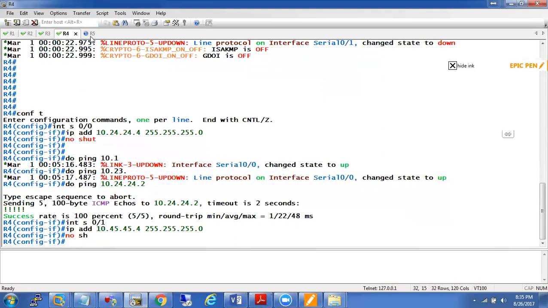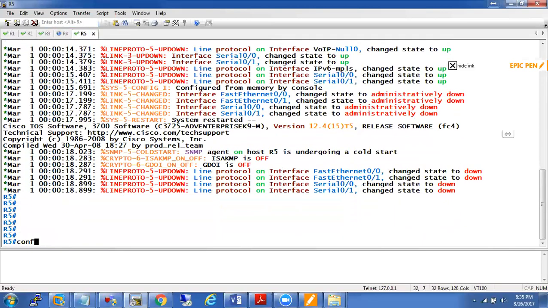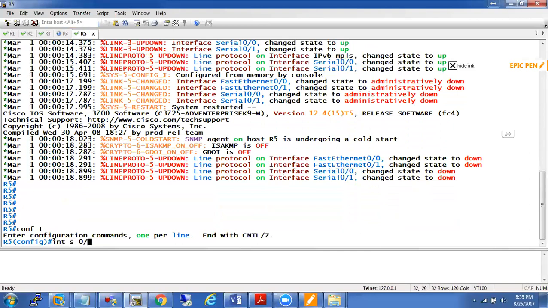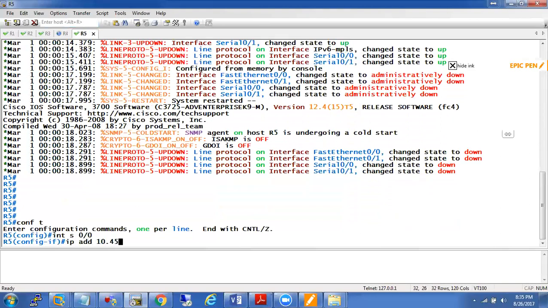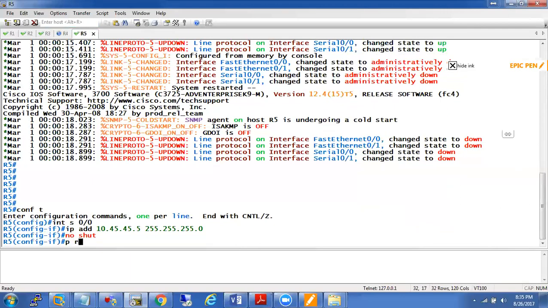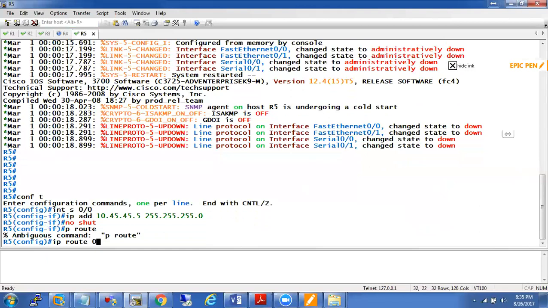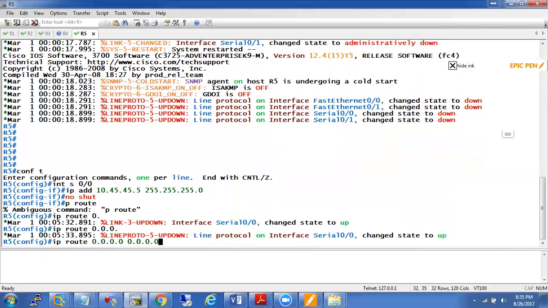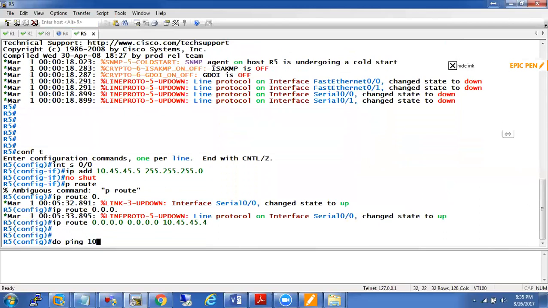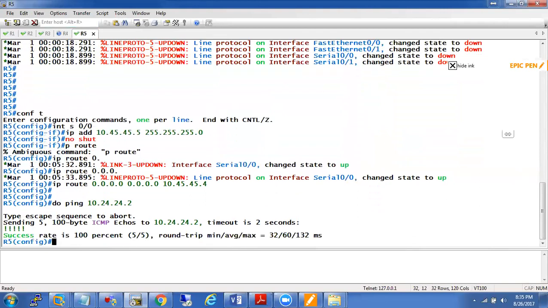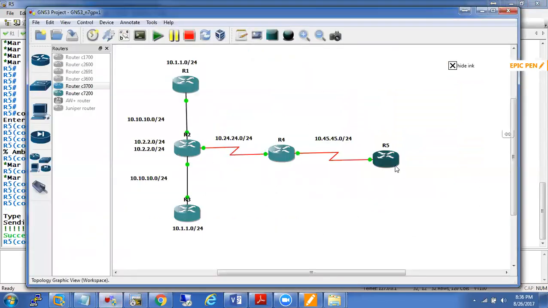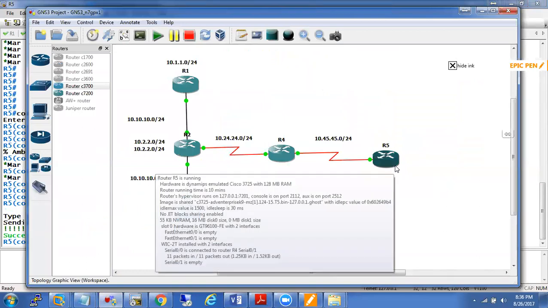And R5 over here is going to be 5 on the same network. And again, for reachability on this global network, I'm just going to put a default gateway pointing towards this guy. So at this point, I should be able to ping 24.4.2. So 2 through 5 is also working in the global table.